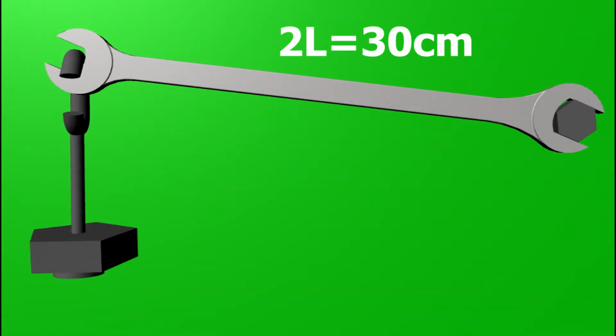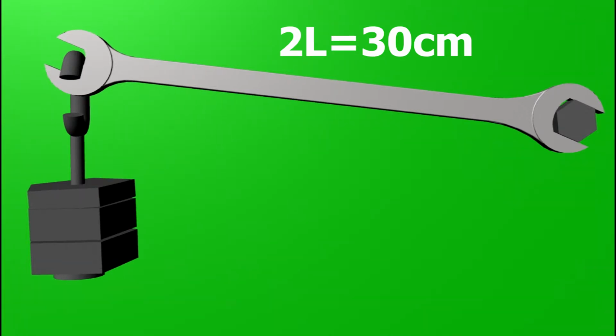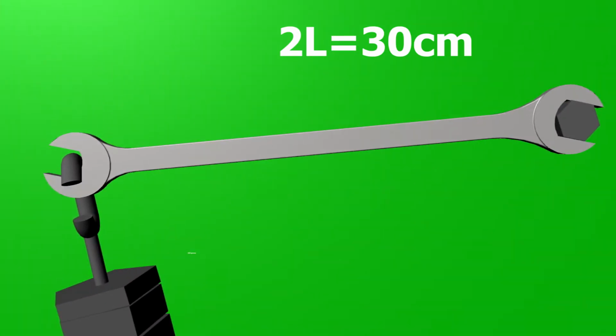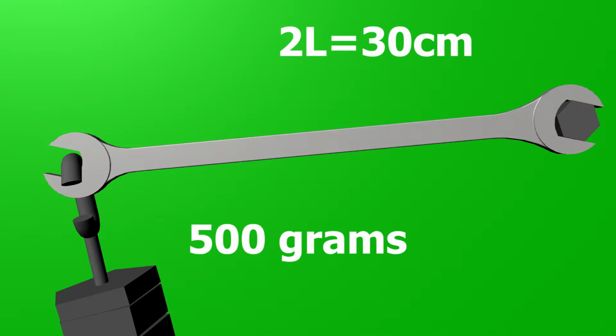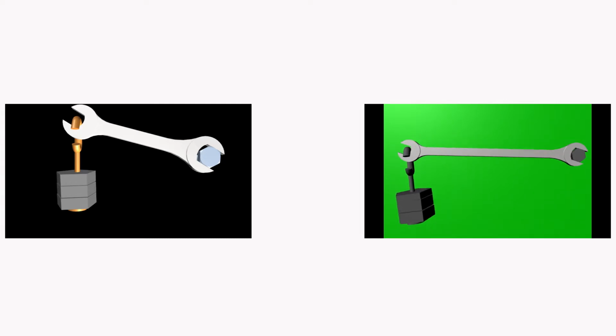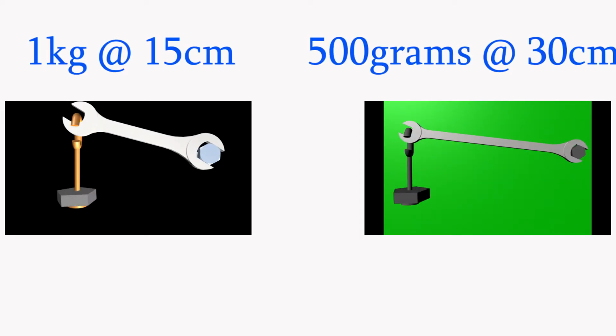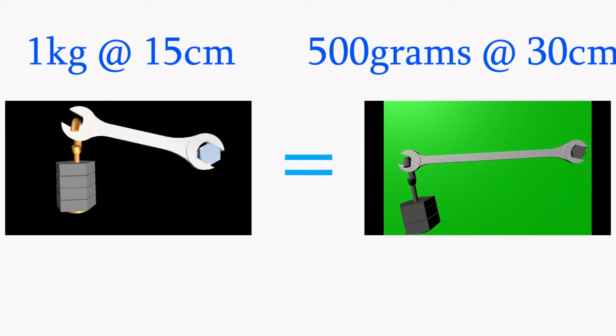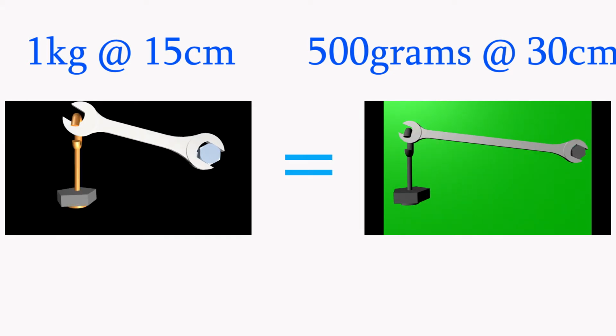Again, I am hanging weights. This time it rotated for 500 grams of hanged mass. So, applying 500 grams of mass at a distance of 30 cm produces the same torque as applying 1 kg of mass at a distance of 15 cm. If the force is applied away from the pivot point, less force is required to rotate an object.